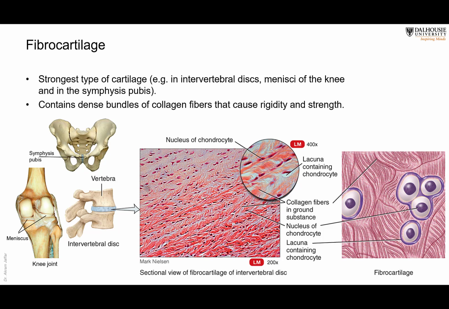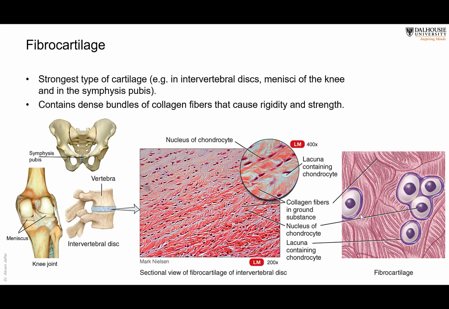The second type of cartilage is called fibrocartilage, and as the name indicates, it contains a lot of collagen fibers. It looks like a dense regular connective tissue, with a lot of collagen fibers, but in between the collagen fibers, it is not only fibroblasts; there are also lacunae of cartilage, with chondrocytes. Okay, so you expect that this cartilage is very strong.